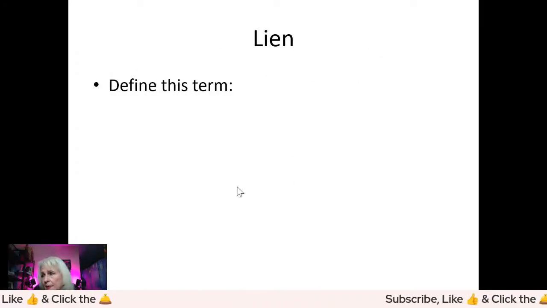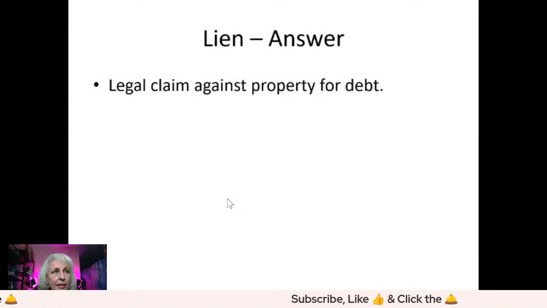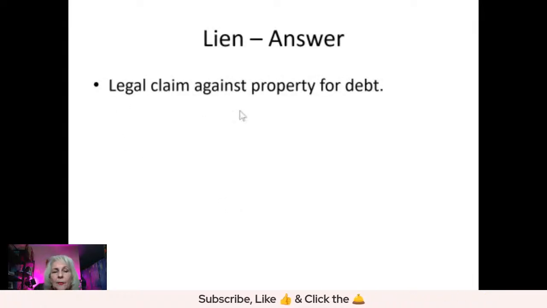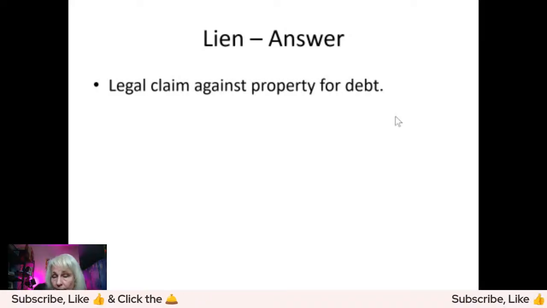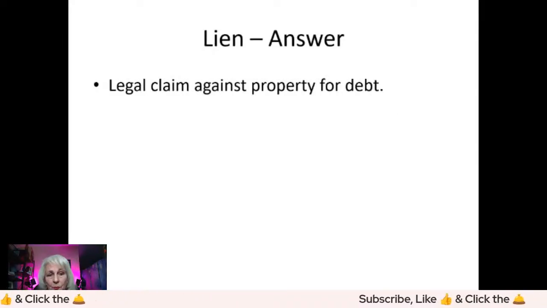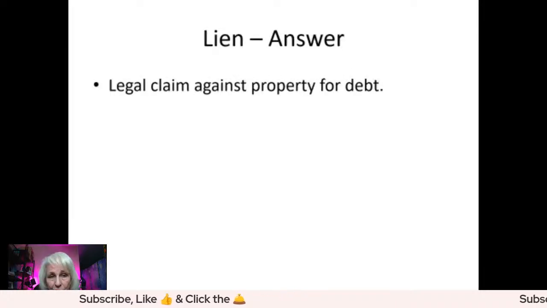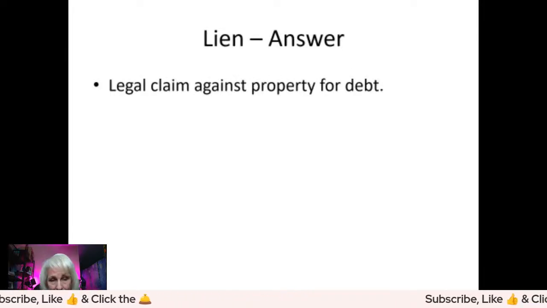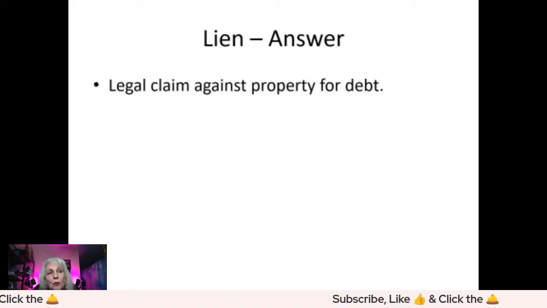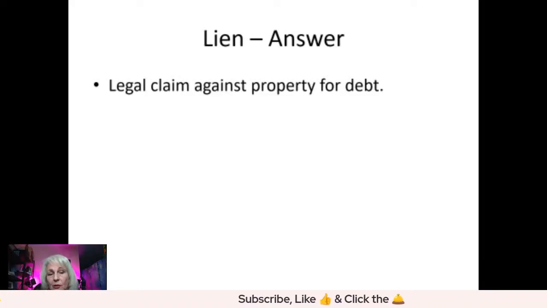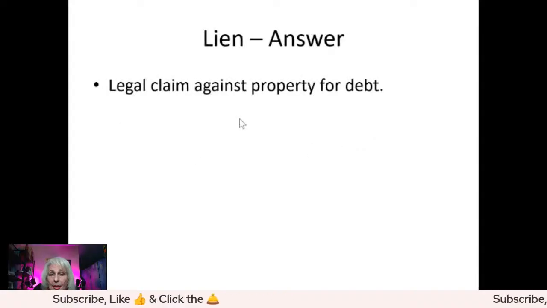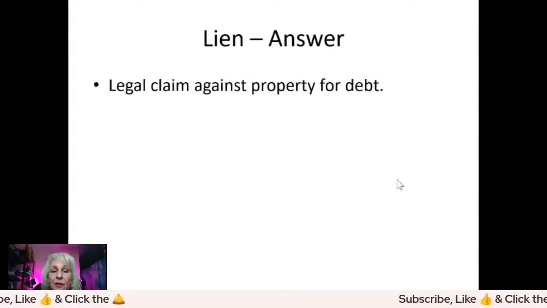A lien. What is a lien? A legal claim against a property for debt. So it could be a mortgage. It could be child support. It could be spousal support. It could be a mechanic's lien, another type of judgment, or property taxes that are due. Those are all considered liens, and they are attached to the property. So it's a legal claim against the property for debt.